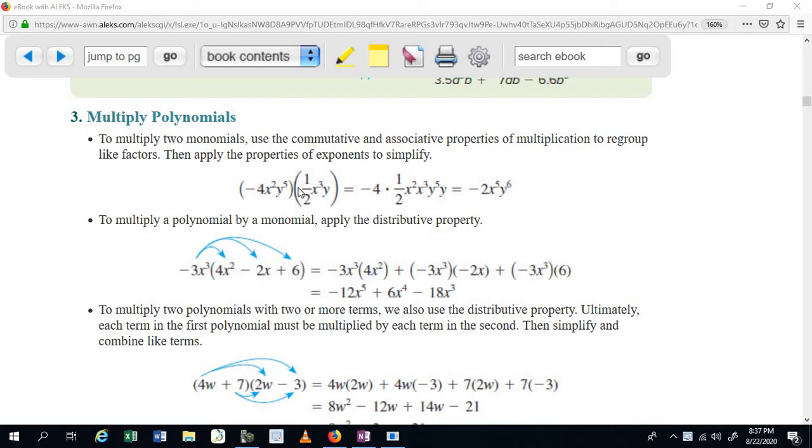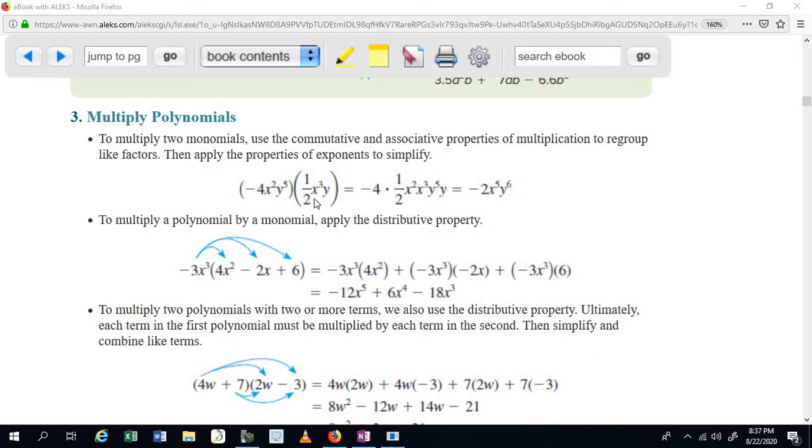The order in which you multiply does not matter. So I can rearrange the order of multiplication of any of these numbers or variables in any order that I want. And so it's convenient to put the numbers up front first. And so you can rearrange the 1/2 and put it up front next to the -4. And then you can multiply those two together, and that'll give you -2.